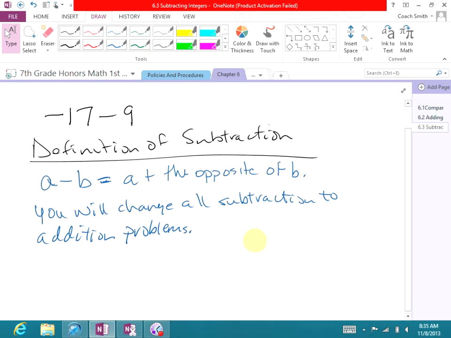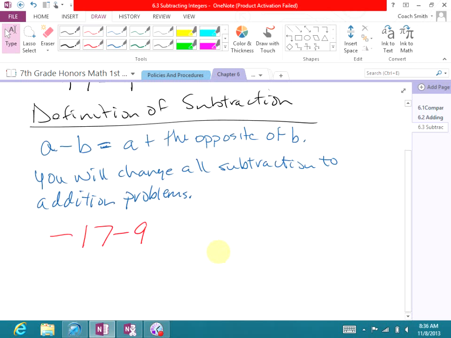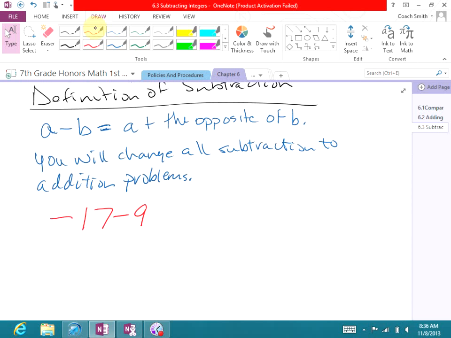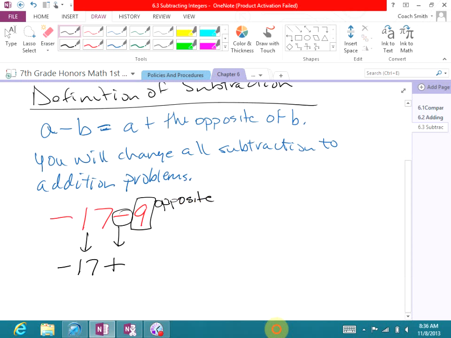Let me use the one I just listed as an example. So we will take negative 17 minus 9, and we will change that to addition. The way you change it to addition is you do this. Negative 17 stays the same. We change the subtraction sign to an addition sign, and we do the opposite of positive 9. The opposite of positive 9 would be what? Negative 9.